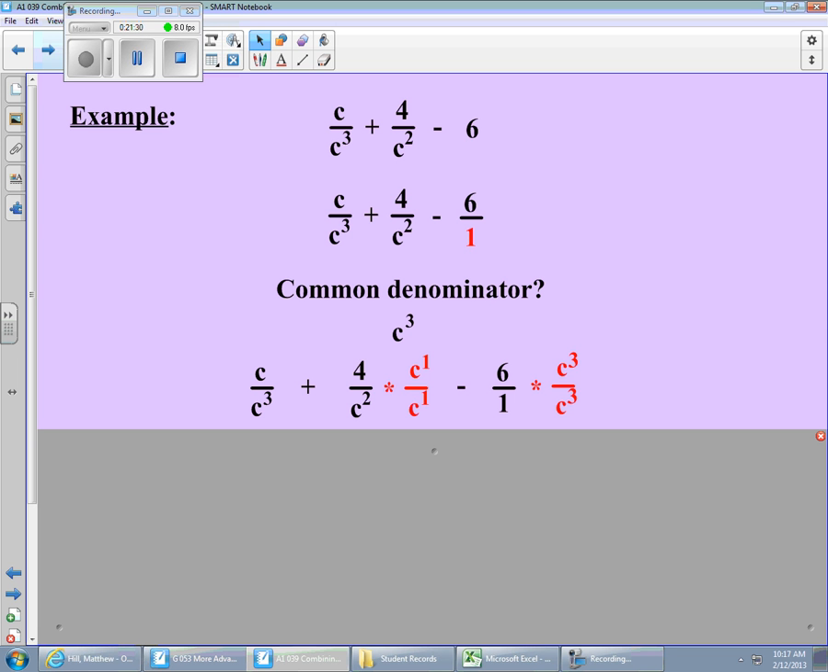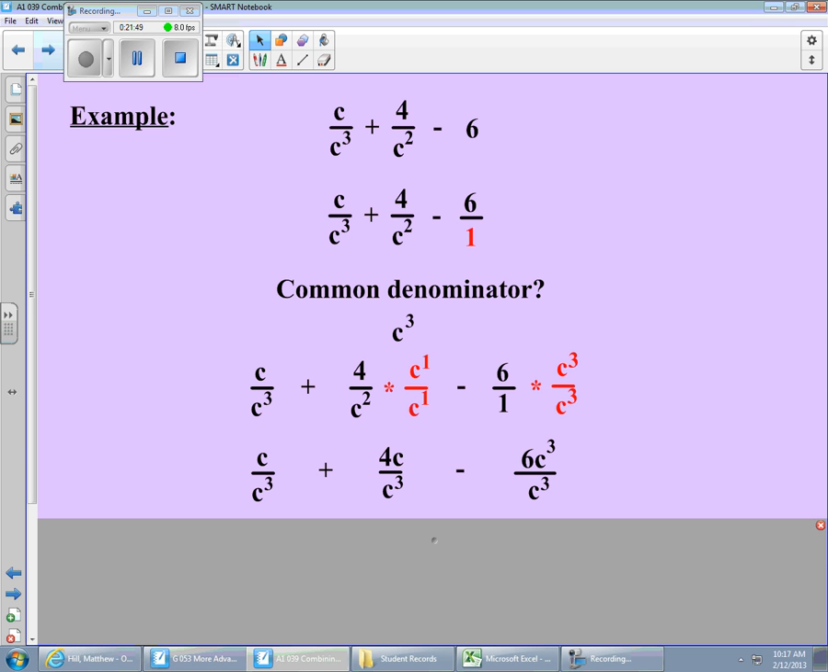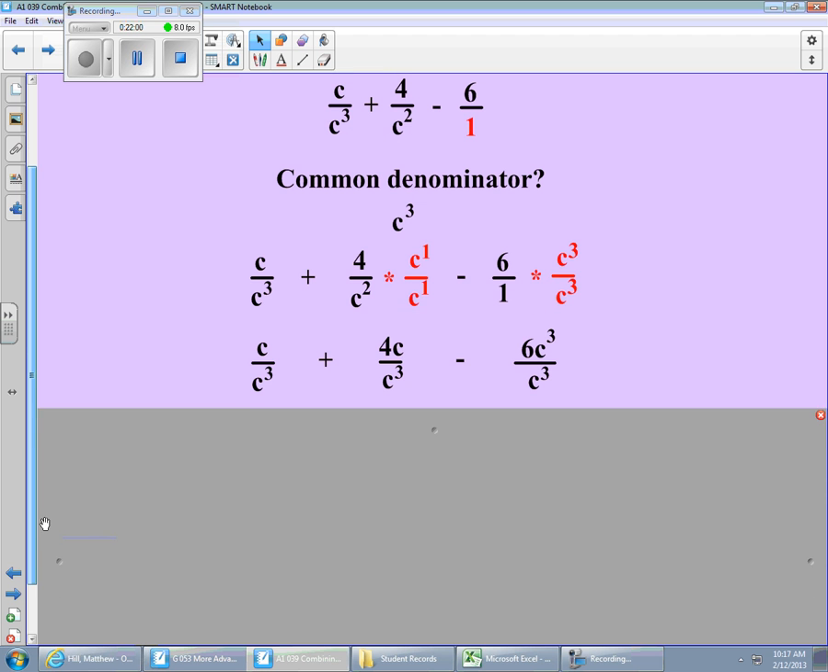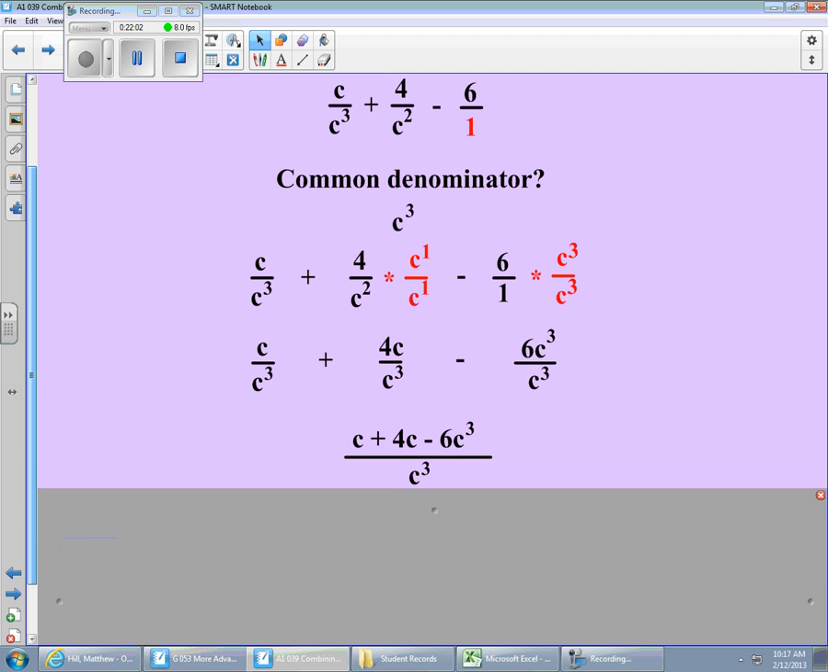Okay. What's this new numerator going to be in the center? 4 times c will be 4c. Last numerator, 6c cubed. Okay, all of the denominators are all the same now. Okay, there's no reason for them to be apart like that. So we're going to put them all into one numerator.